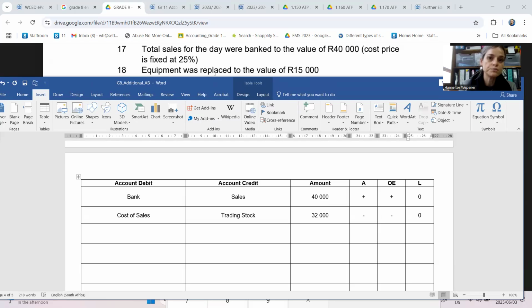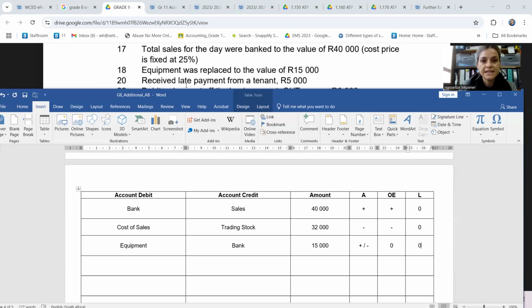Equipment was replaced to the value of 15,000 Rand. So in other words, you purchased equipment for 15,000 Rand. So you have more equipment asset, less money because you purchased the asset for 15,000 Rand. So you have more equipment, but you have less bank, therefore plus minus for your assets.